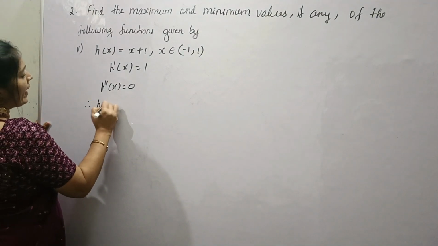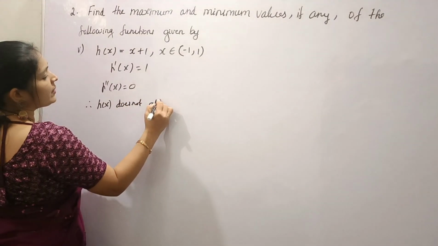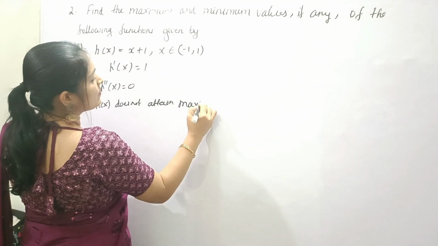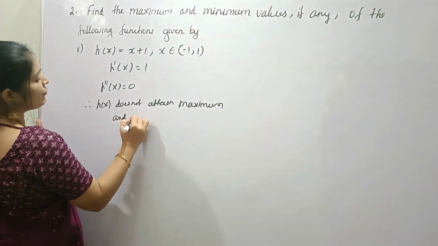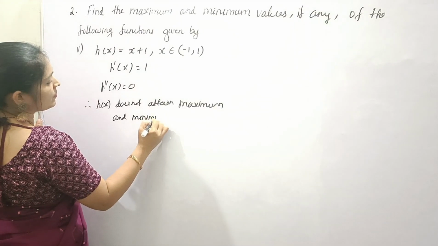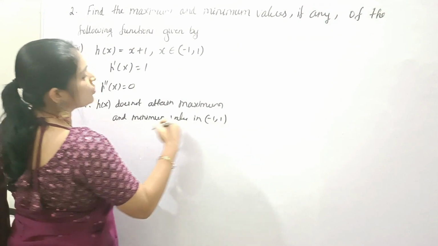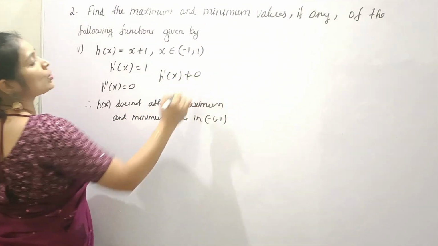Therefore, h of x does not attain maximum and minimum values in minus 1 to 1, because h dash of x is not equal to 0.